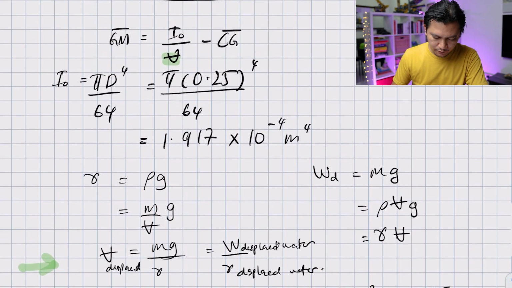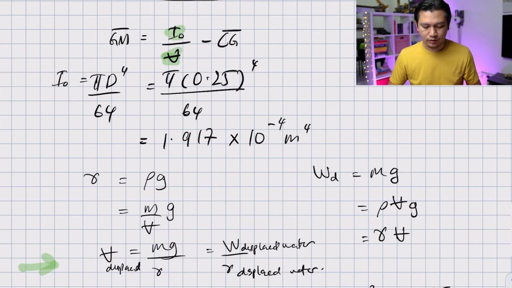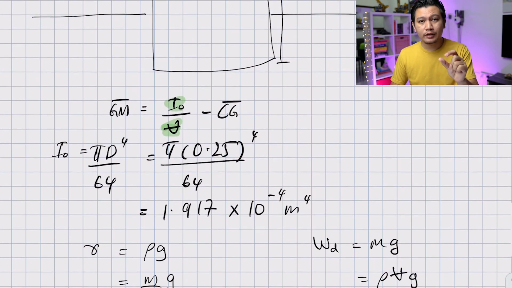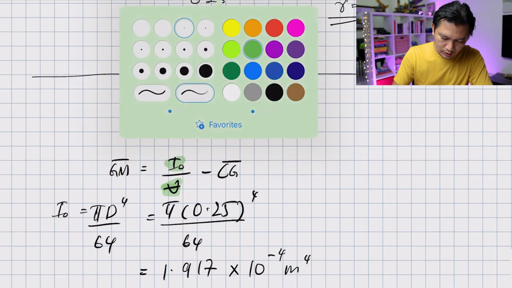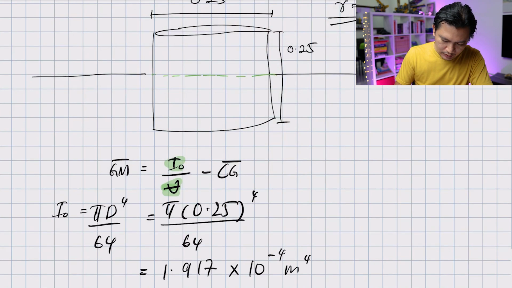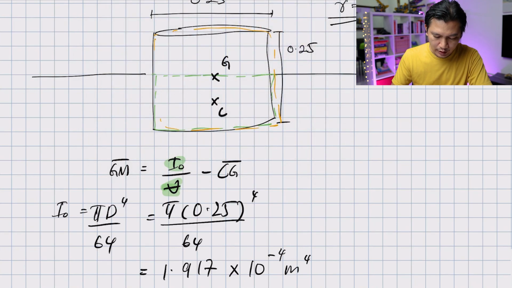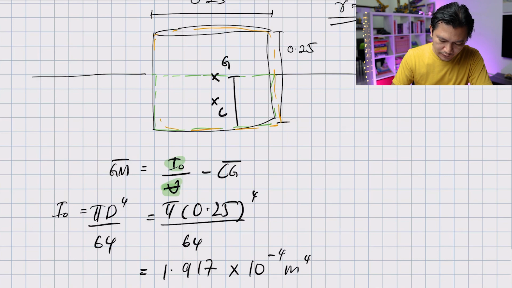Okay, now that we have I and we already have V, so what is CG now? CG is the distance between the center of buoyancy force and the center of gravity of the object. So if the displaced water is here, so C should be somewhere here. So this is your C, and I'm just going to draw, let's say the border for the object is here. So the centroid of the object, G, must be somewhere along here. So this is your G. And we know that G is simply 0.25 divided by 2. So this is 0.125 meter.